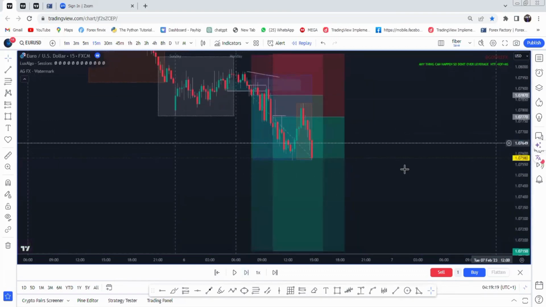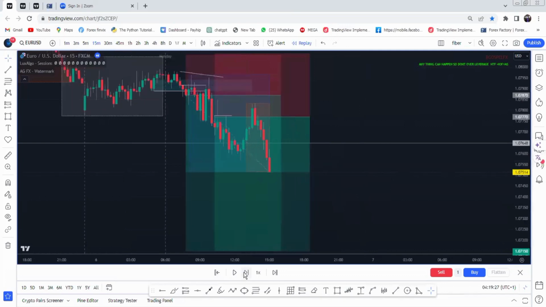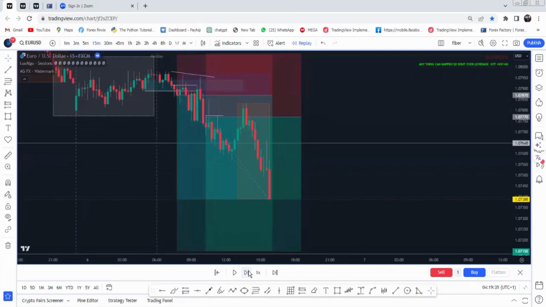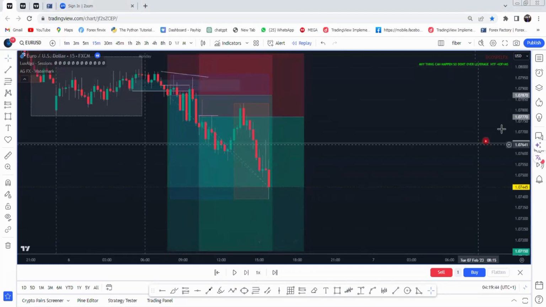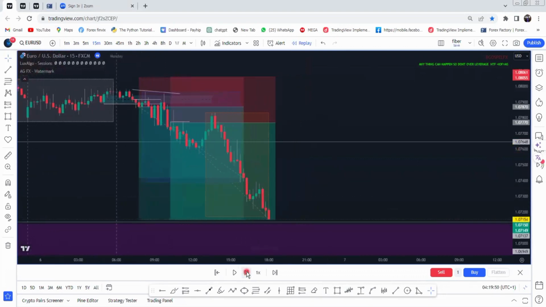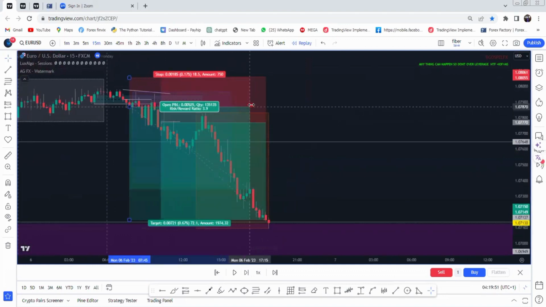All right. So New York session came back up again into that fair value gap for double re-entry. Let's see where this leads us to. Okay, so New York session is giving us another entry from this week. I think, yeah. So good. We have dropped down to the fair value gap.